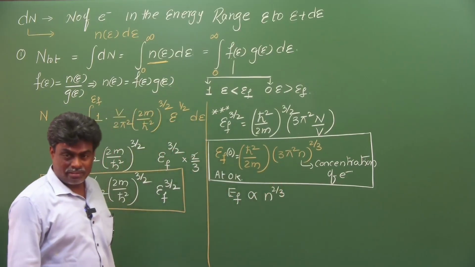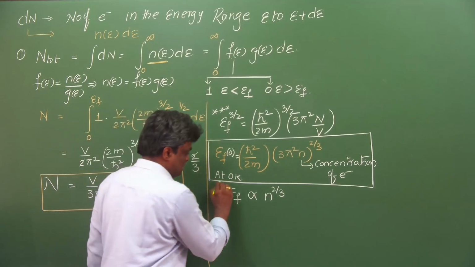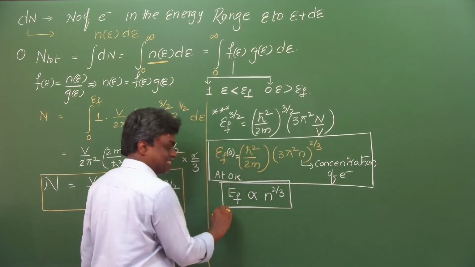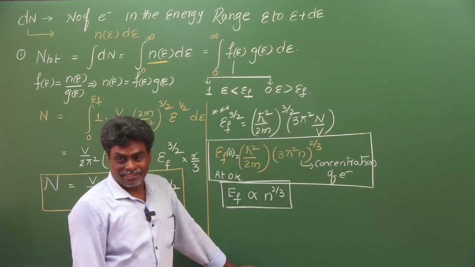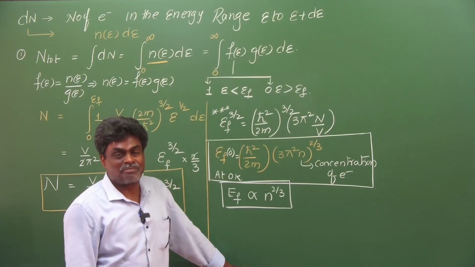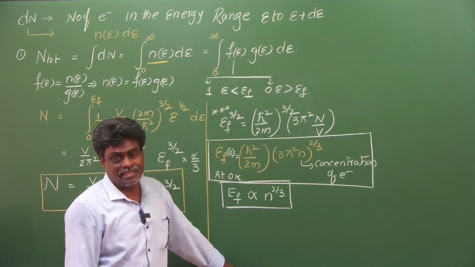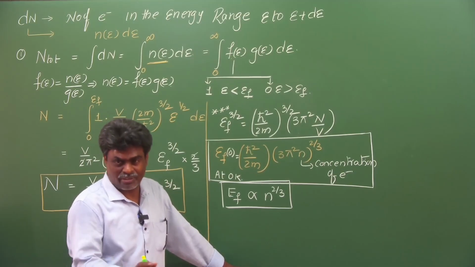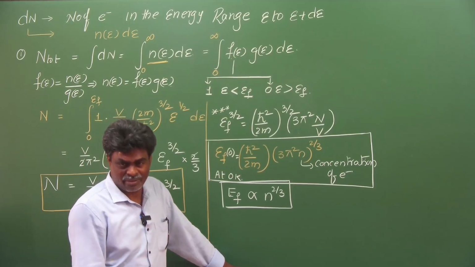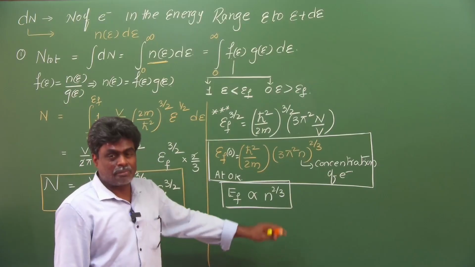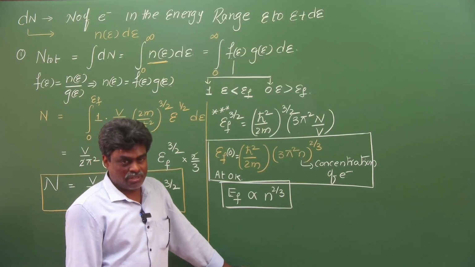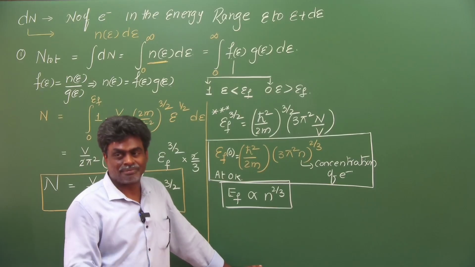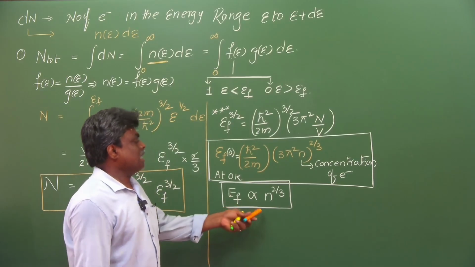N power 2 by 3. This is a CSIR question. They have given that the number density of particles is increased by 4 times; then the Fermi level is increased by what? The options were 5 times, 4 times, 8 times, or something like that. I think 8 times. 8 power 2 by 3: 8 is 2 cubed, the 3 gets cancelled, answer 4. So the Fermi energy is proportional to?